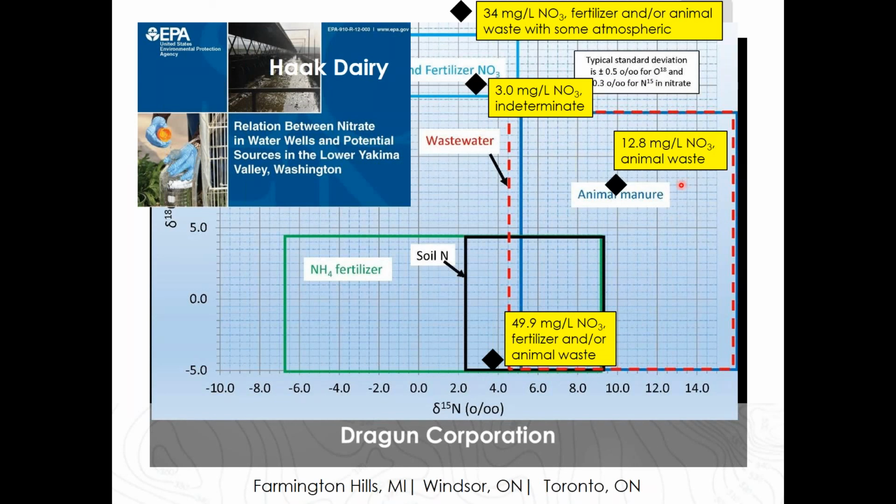This is the Hack Dairy data from the Yakima Valley. Just one that is pretty much definitive. There's 12.8 milligrams per liter nitrate in this spot here. They concluded it was animal waste, but their opinion was that 2 was the demarcation line. So anything that was near 2 for nitrogen 15, they said they couldn't distinguish. So this is fertilizer or animal waste. This one they said was indeterminate, and this one they said was fertilizer and/or animal waste and some atmospheric. So there's some interpretation that differs between people who use these isotopes for identification.